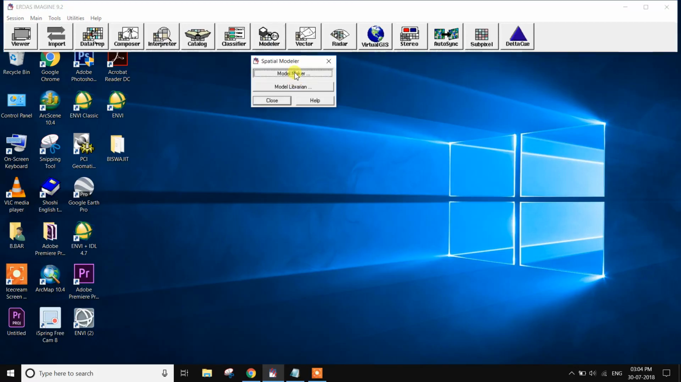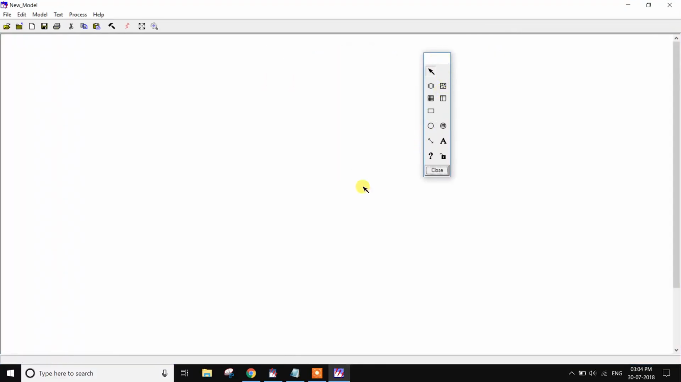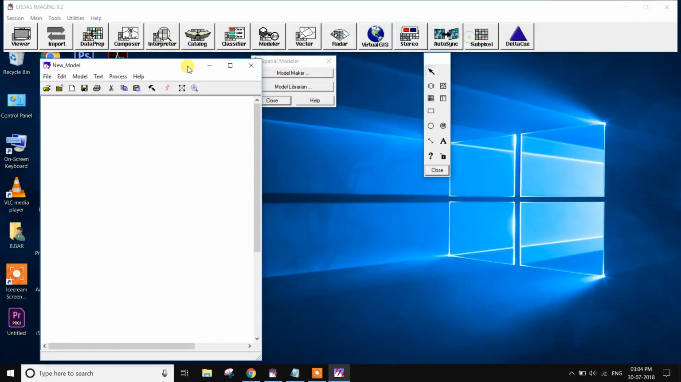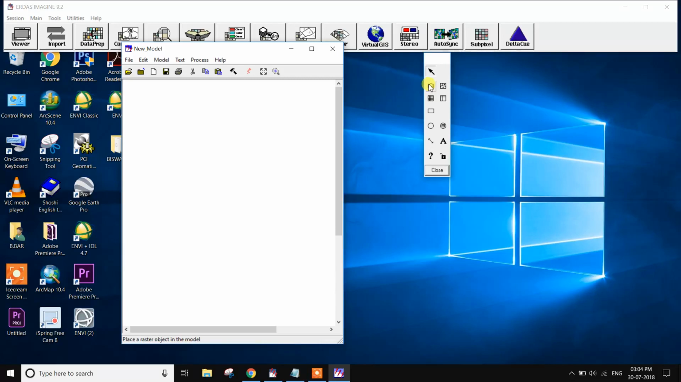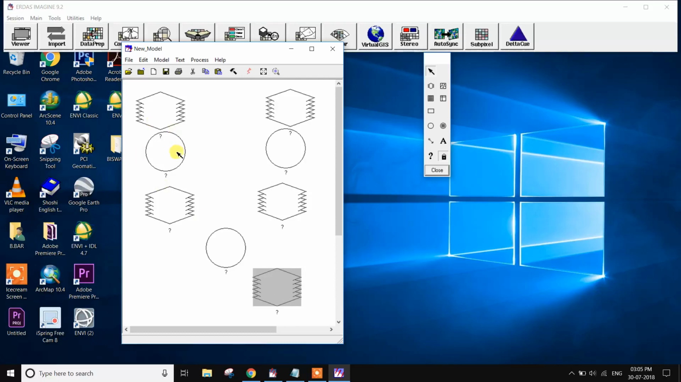At first, open Modeler and Model Maker. There are the input and output icons. Input two bands, the near infrared and red band, temporary storage, and output, and the final function. They are connected.